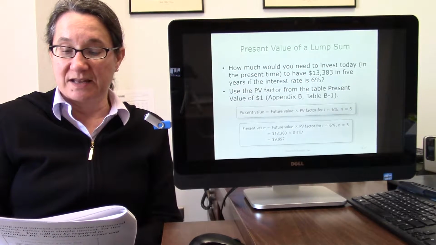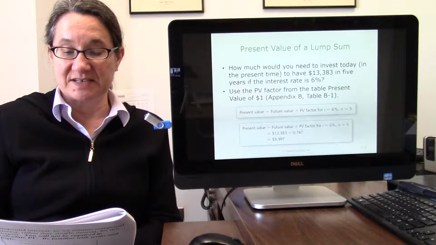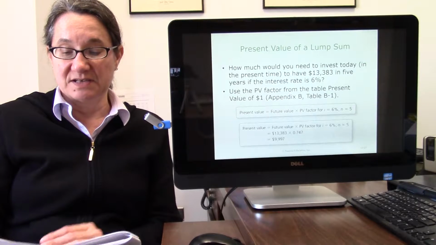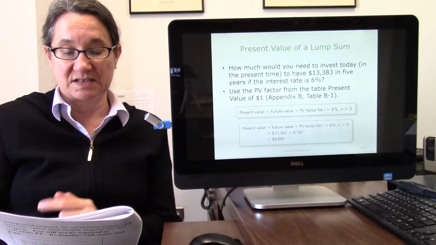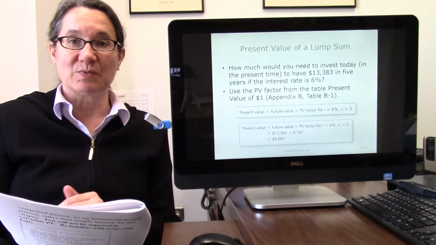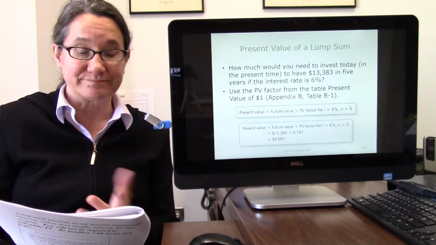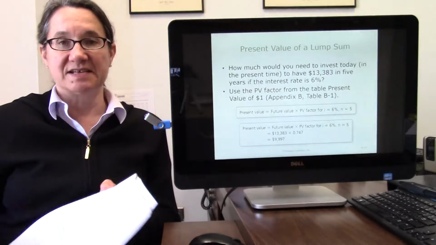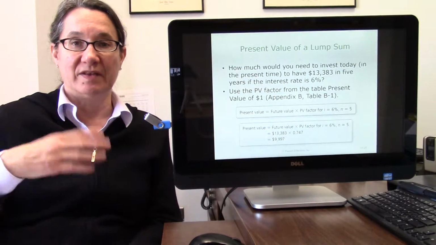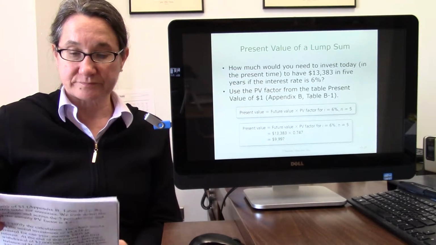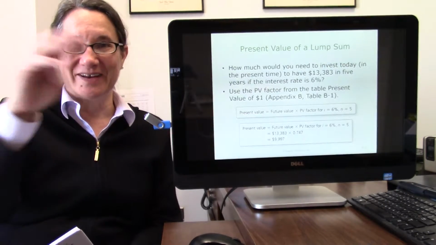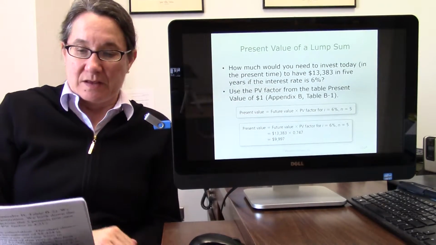If approximately $9,997 is invested today at 6% for 5 years, at the end of 5 years, the investment will grow to $13,383. So we need these tables because of that compounding. We can't just take principal times rate times time when there's compounding. Well, you can, but then you have to do it every single interval and add that interest back in.